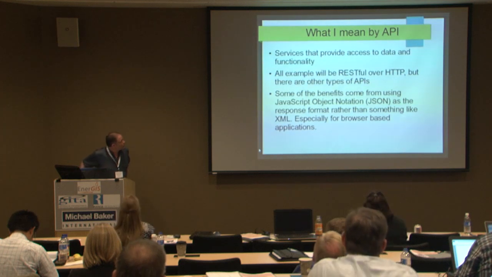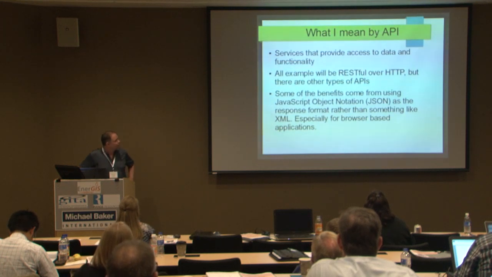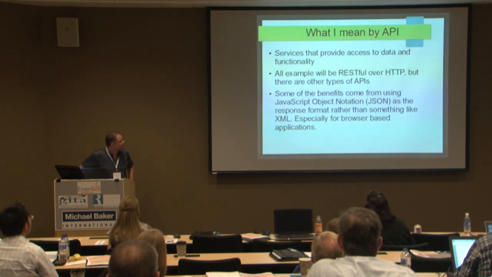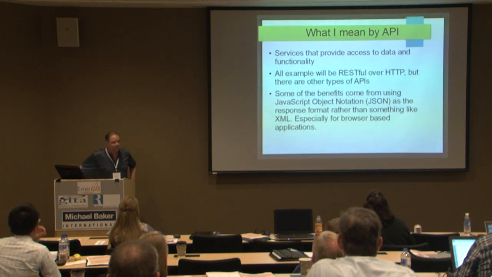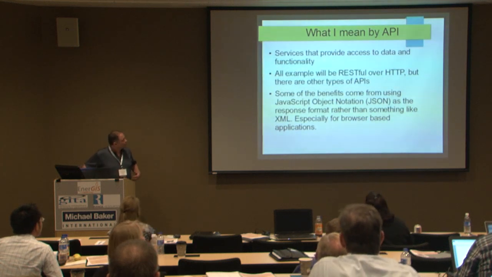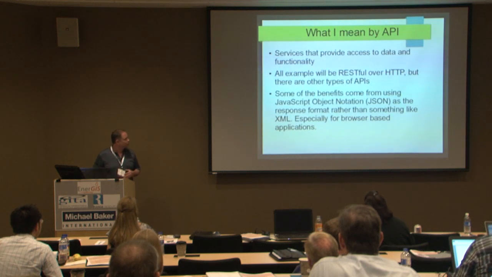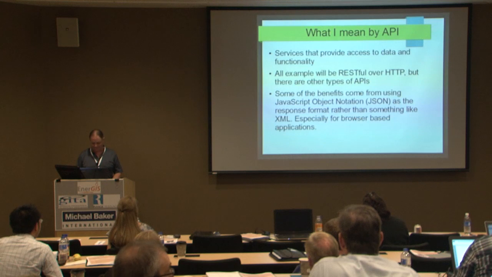And preparing for this, I thought through what exactly I'm talking about when I say API. Everything I'm going to show is services that provide access to data and functionality. All my examples will be what you call RESTful, though a serious REST person might disagree with me, over HTTP, so over the internet. Those aren't the only kinds of APIs available, but that's what I'm going to be talking about today. And all the APIs I'm going to show you return the response in JavaScript Object Notation, the JSON format. A lot of the advantages I'm going to talk about are the JSON format itself, not so much the API. You could probably do similar things with XML, but I wouldn't want to try.